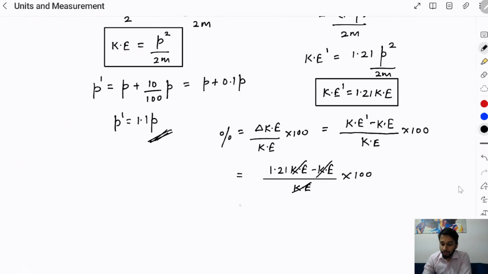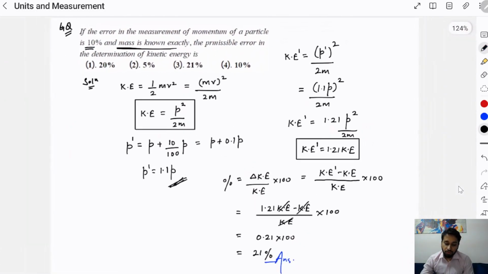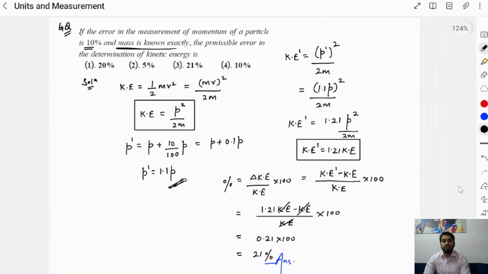1.21 minus 1 will be 0.21 into 100. So that will come out as 21%. Okay, so this will be the answer. The answer will be 21%. Okay, so if the error values are more than 5%, then this is the way you have to deal with it. You have to find the true value, then the error value, then find the difference by true value into 100. That will give you the percentage error. Fine.